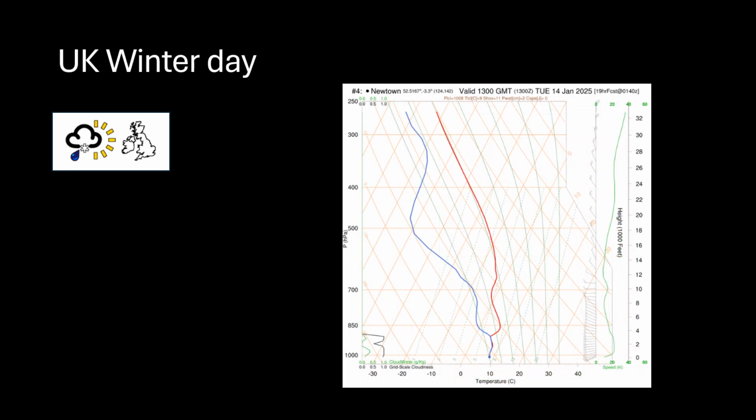Using the RASP graphic, this is an example of a winter's day in the UK with westerly winds and lots of low cloud and rain. The rain is in the green line to the left and the cloud is shown as black.